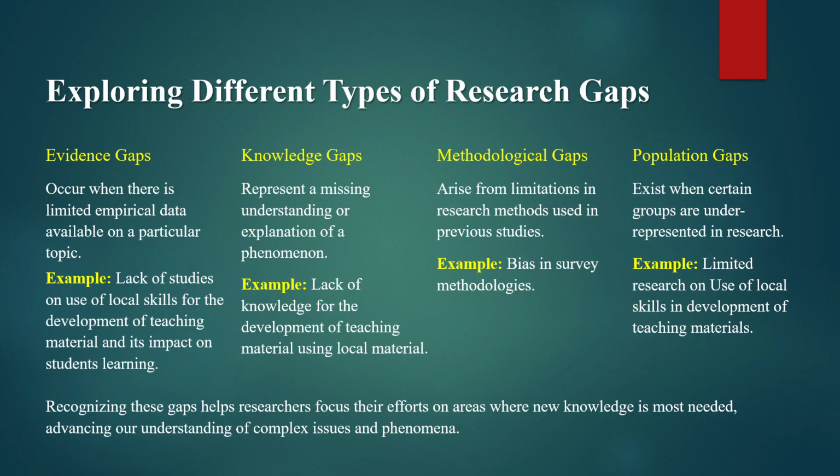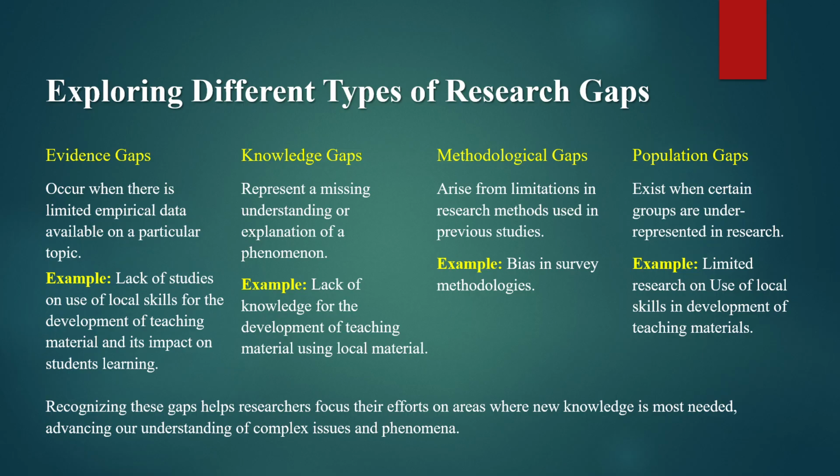And talking about the knowledge gap, it normally represents a missing understanding or explanation of the phenomenon. So for example, in the development of teaching material using local material, there is a lack of knowledge for the teachers. So we see the knowledge gap in this research. The third one is methodological gap, and this arises from the limitation in the research methods used in previous studies. So for example, a bias in survey methodologies.